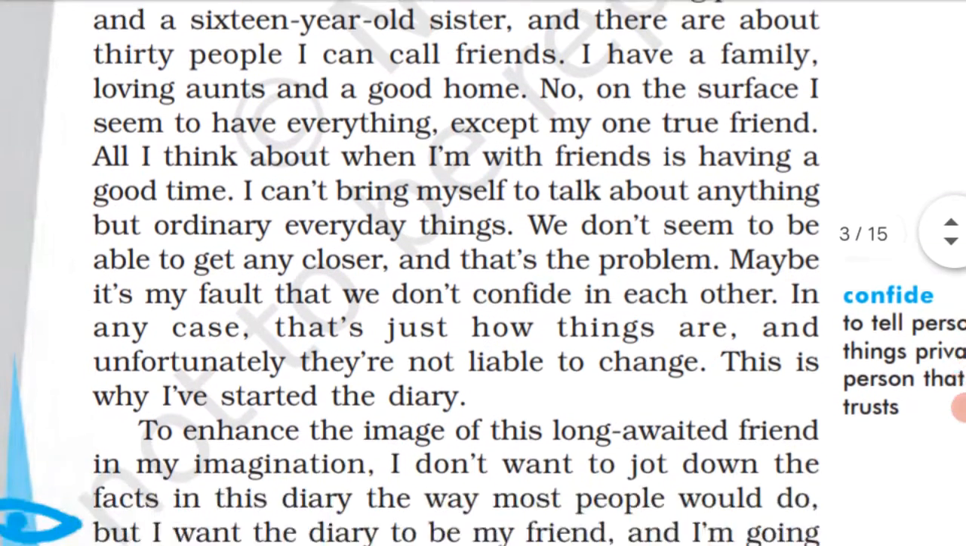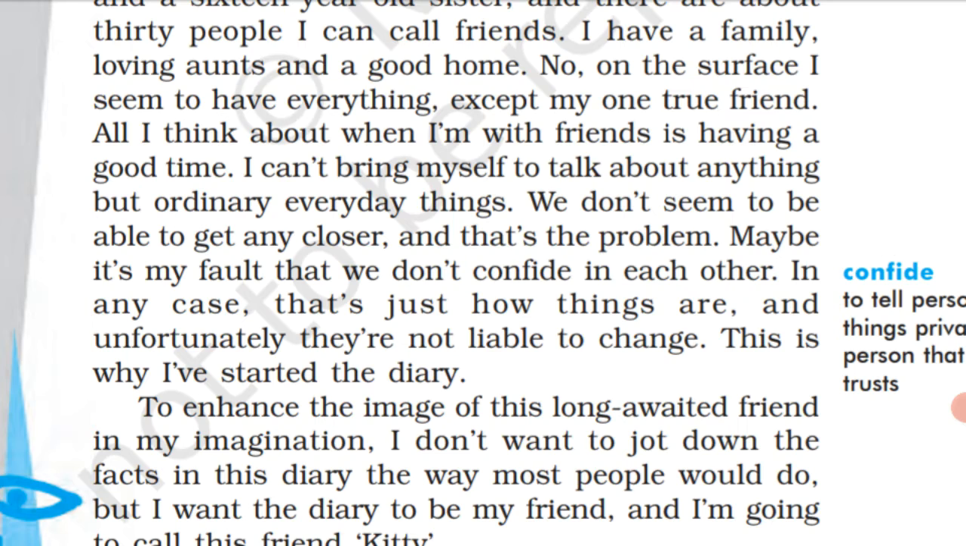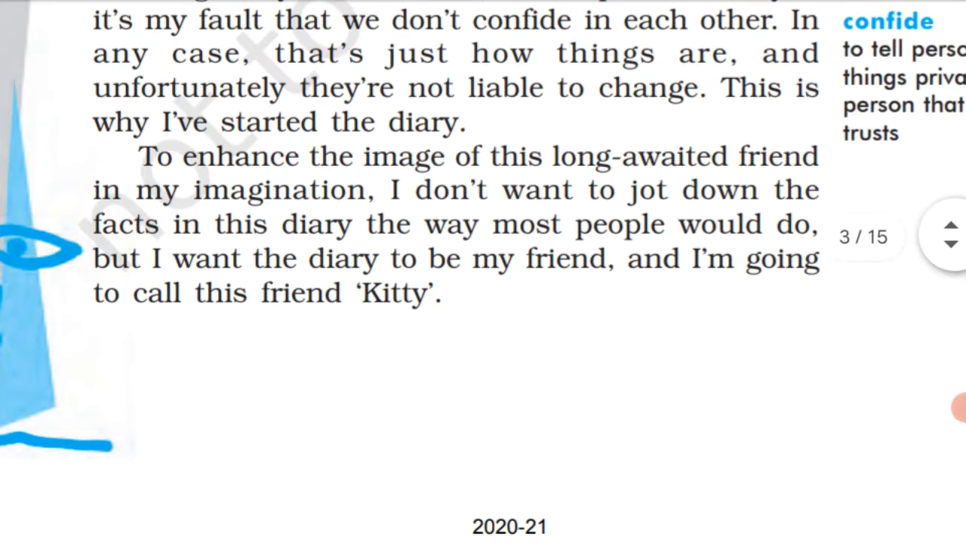All I think about when I am with friends is having a good time. I can't bring myself to talk about anything but ordinary everyday things. We don't seem to be able to get any closer, and that's the problem. Maybe it's my fault that we don't confide in each other. In any case, that's just how things are, and unfortunately, they are not liable to change. This is why I have started the diary to enhance the image of this long-awaited friend in my imagination.